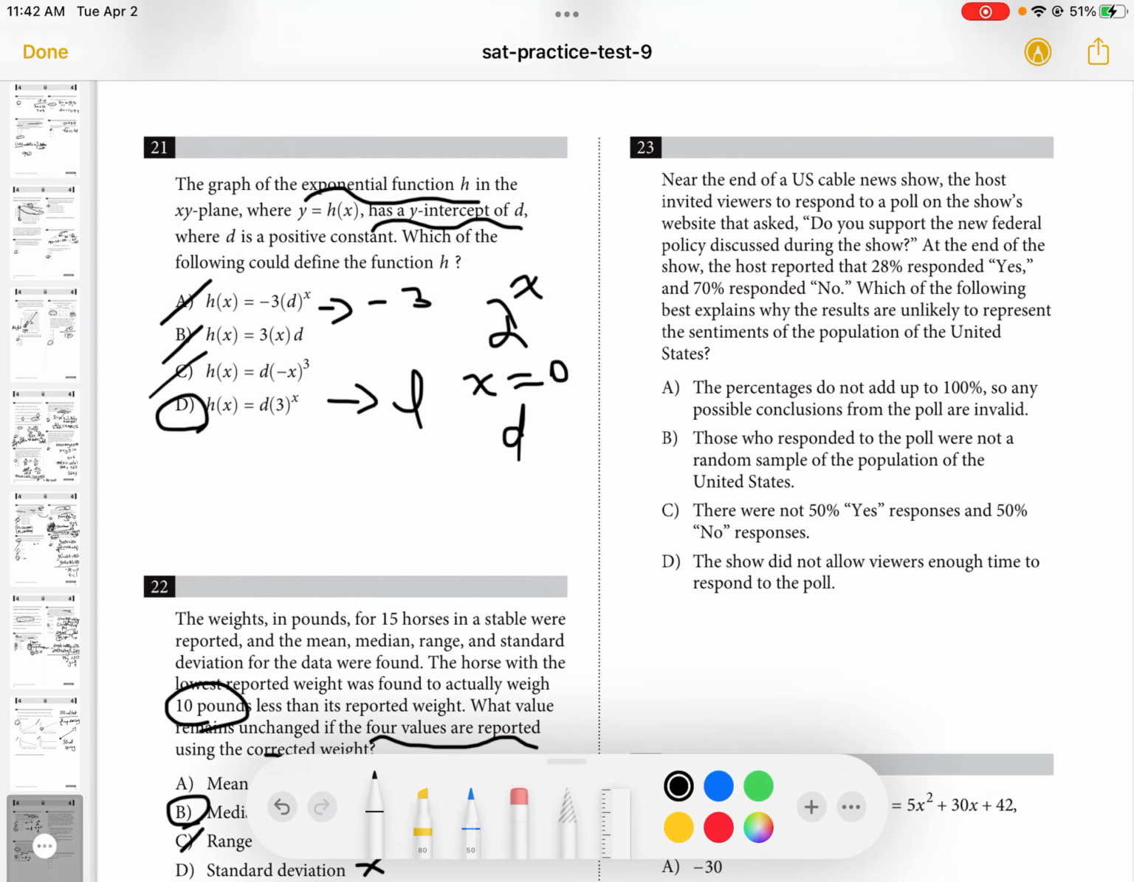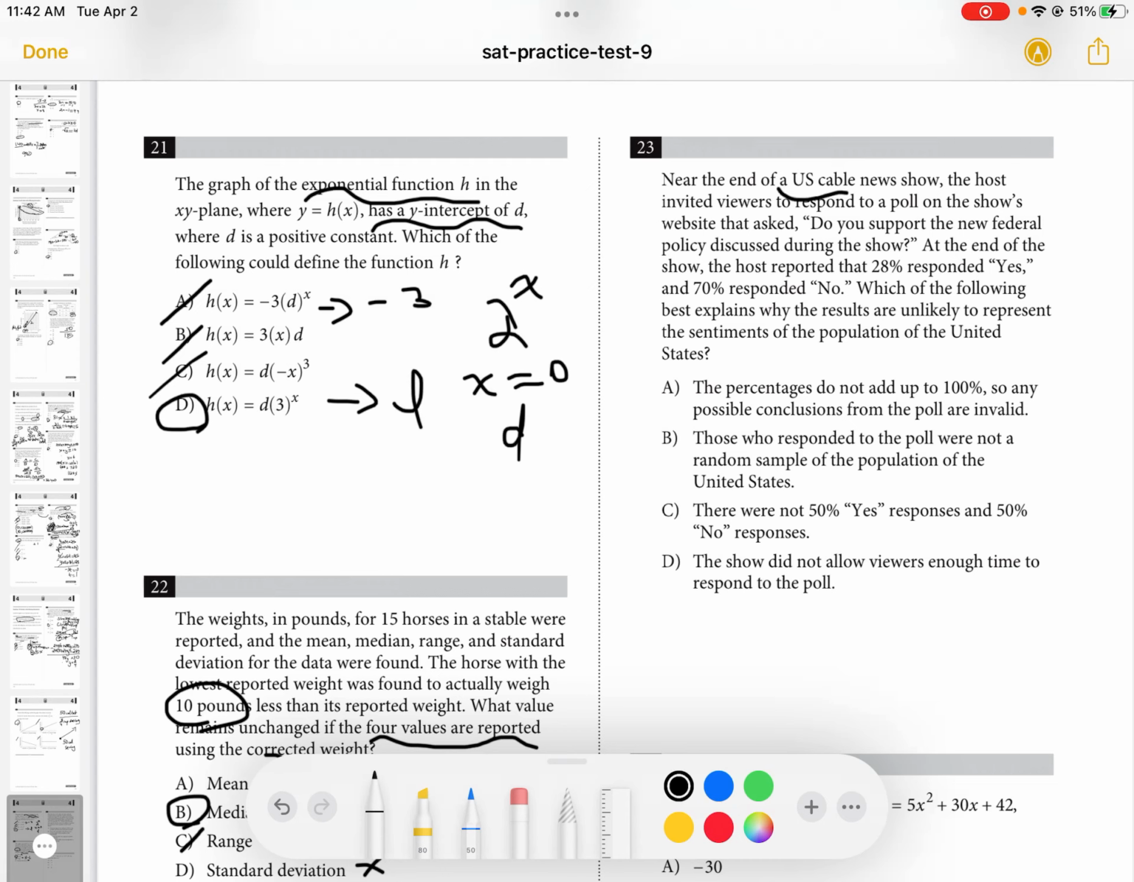Number 23. Near the end of a U.S. cable news show, the host invited viewers to respond to a poll on the show's website that asked, do you support the new federal policy discussed during the show? At the end of the show, the host reported that 20% responded yes and 70% responded no. Which of the following best explains why the results are unlikely to represent the sentiments of the population of the U.S.?